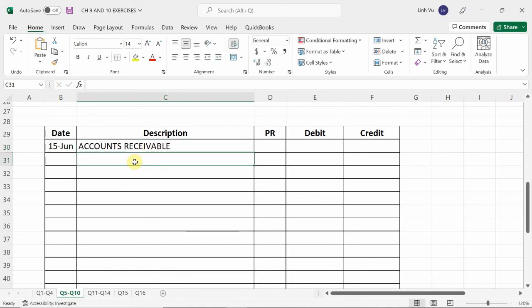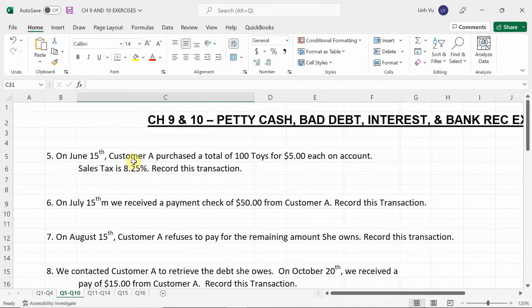Okay, now what did I do? If a customer purchases, there was a sales tax applied. There was sales tax. What else did we do? Toys. No, it has nothing to do with inventory. It was on account, so that's accounts receivable. And we've got to pay sales tax at 8.25%. 8.25% of what? Of the 500. Well, where did the 500 come from? It came from the toys times $5.